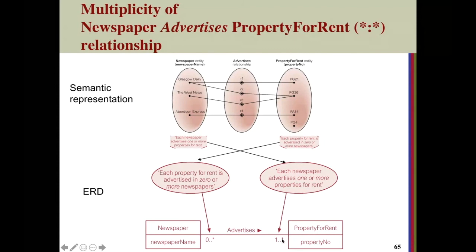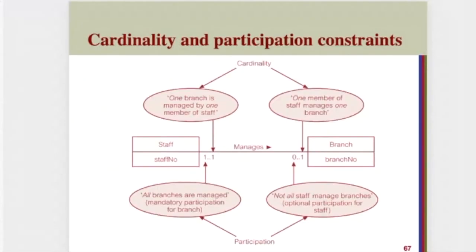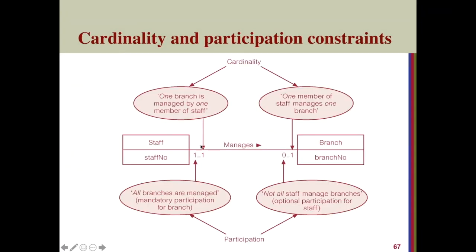Okay, Alhamdulillah, we have seen 3 different examples. In the multiplicity, you saw that we had 2 numbers, rather 2 pairs. This is the first pair, and this is the second pair. This 1 dot dot 1 and 0 dot dot 1, these numbers are called multiplicity.